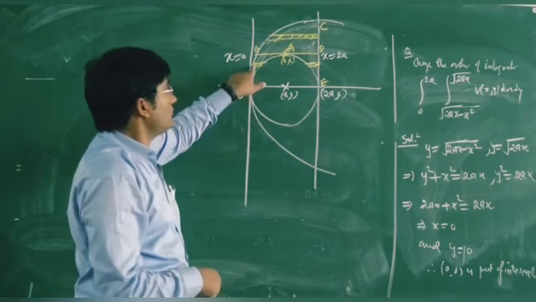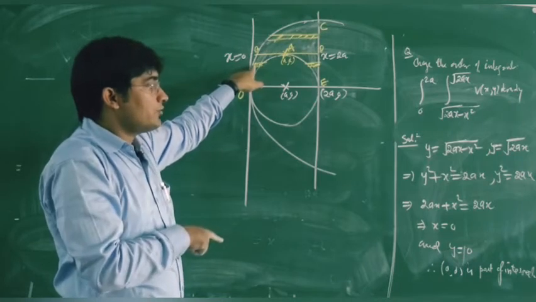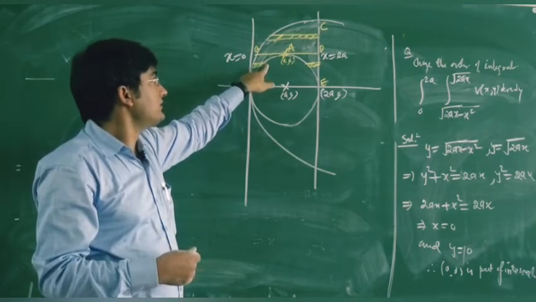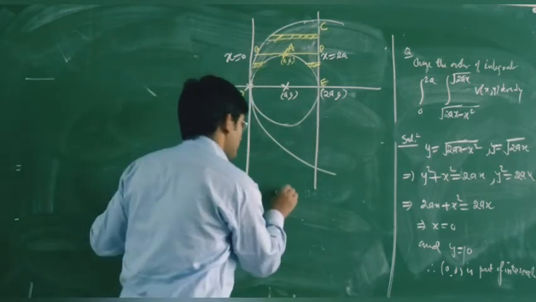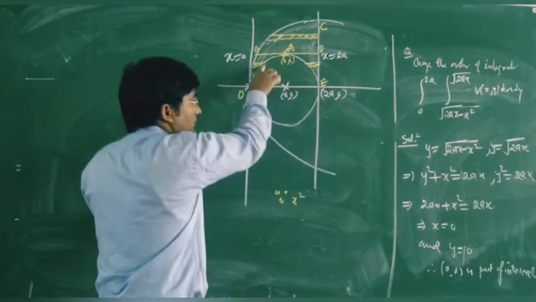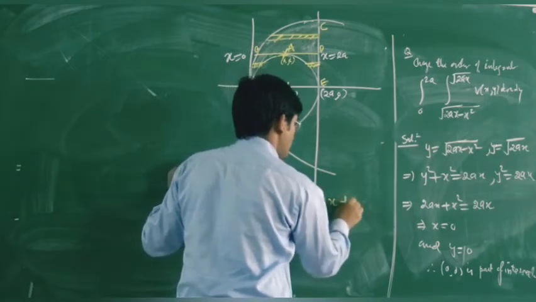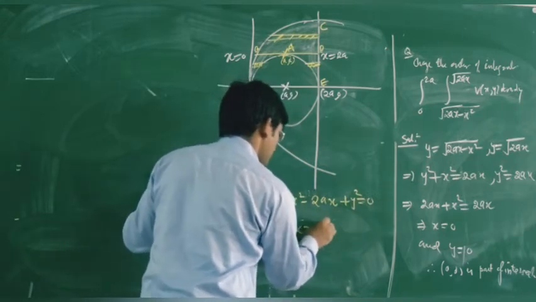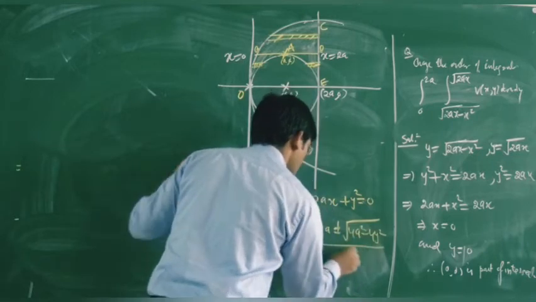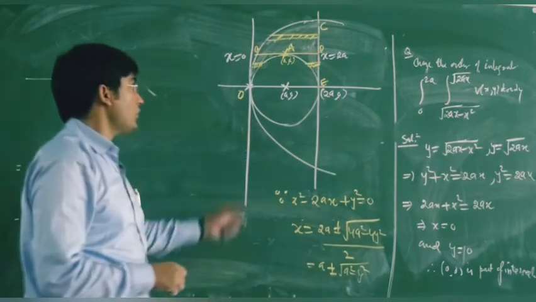Now this is your point in the parabola and at this point our x will be y square upon 2a. Now this is at the circle. So let us find out the value of x at this point. Because you are at the circle, we have x square minus 2ax plus y square equal to 0. So your x will be minus b plus minus under b square minus 4ac upon 2a. So this is your a plus minus under a square minus y square. So this is the value of x at this point.